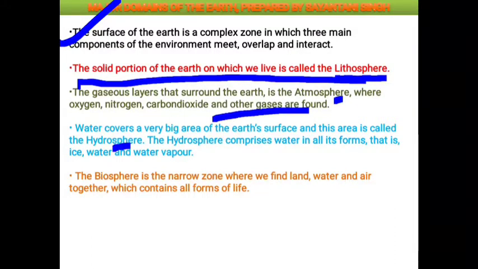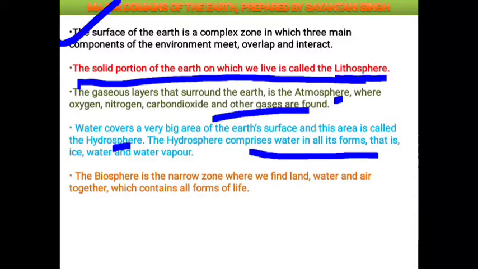Next, the hydrosphere. Hydro means water. This is also derived from the Greek word hydros. The water covers a very big area of the earth's surface, and that area is called the hydrosphere. The hydrosphere comprises water in all forms: ice, water vapor, mist, precipitation, whatever is related to water.